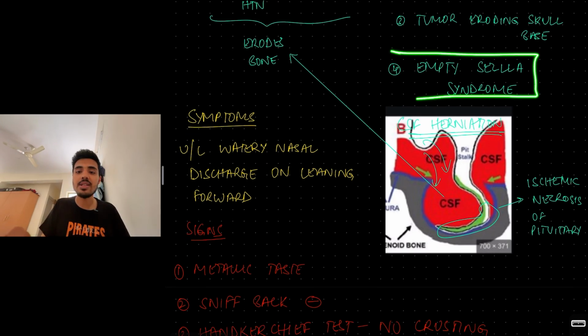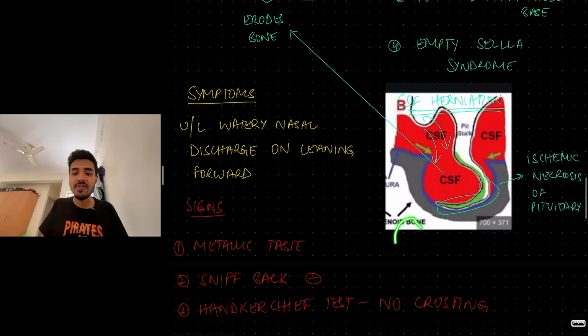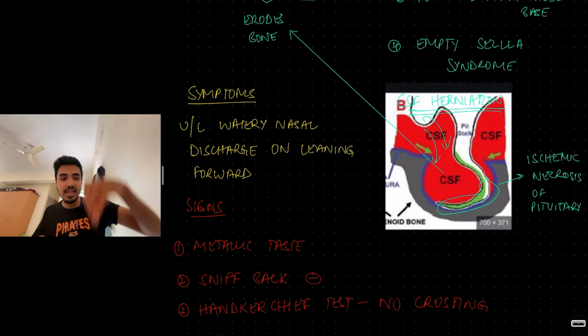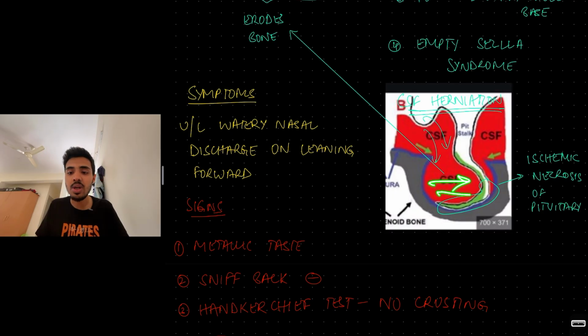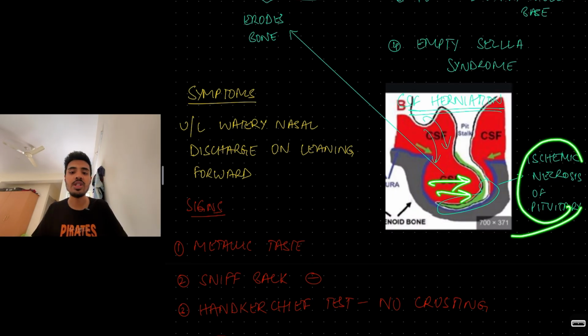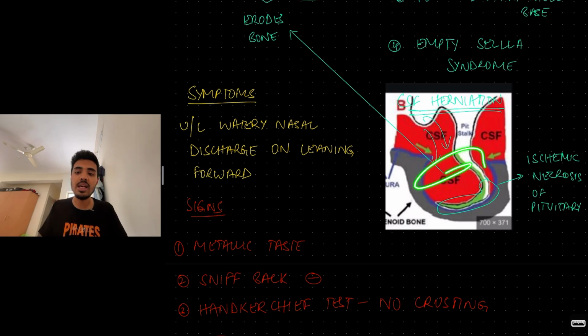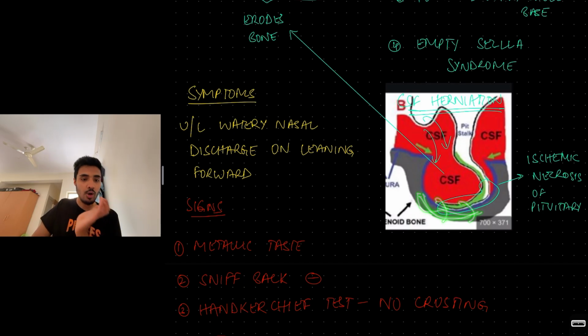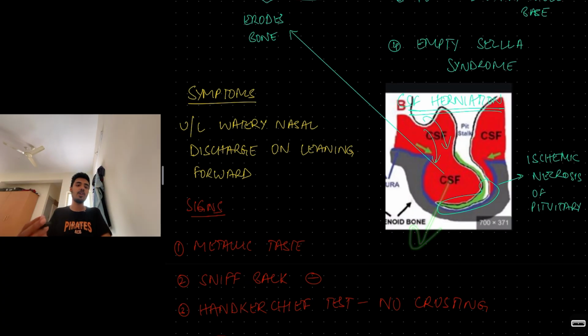What is this empty sella syndrome? Basically, here you have the sphenoid sinus, right? On the roof of the sphenoid sinus, you have a depression known as the sella turcica. Within the sella turcica, normally you have the pituitary gland. But what happens? There is CSF herniation into the sella turcica. CSF enters the sella turcica. This applies pressure on the pituitary gland, leading to ischemic necrosis of the pituitary gland. So eventually the sella turcica is filled with CSF. This CSF gradually erodes the sphenoid bony capsule known as the sella turcica, and the CSF leaks into the sphenoid sinus, and eventually into the nasal cavity.